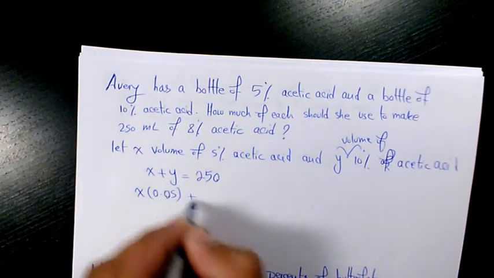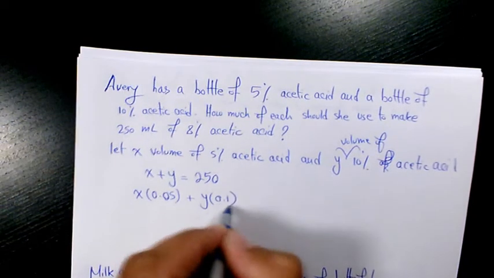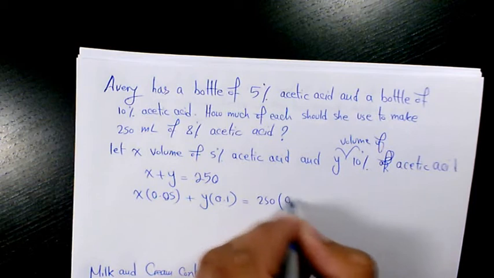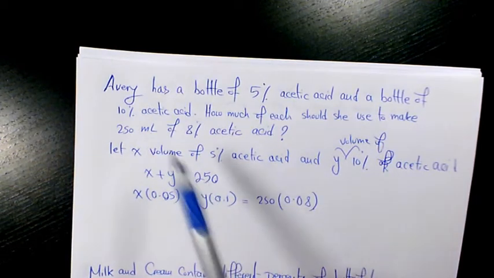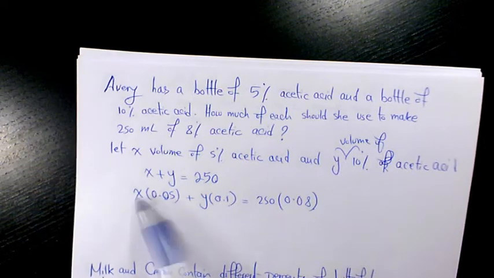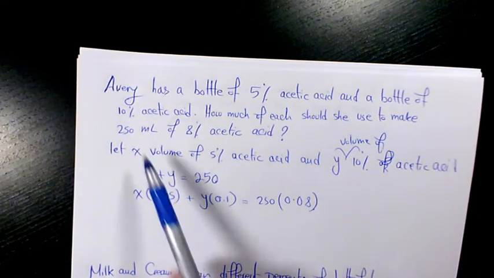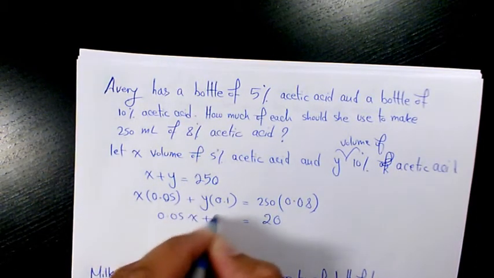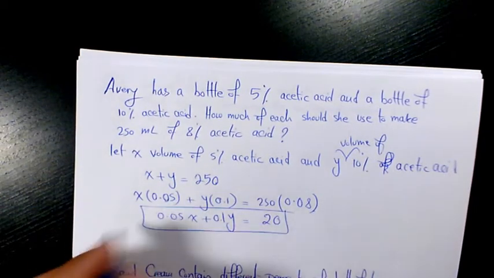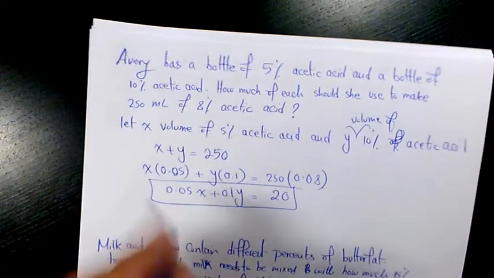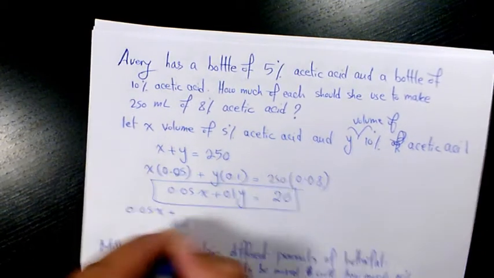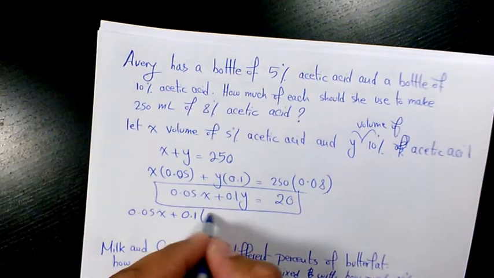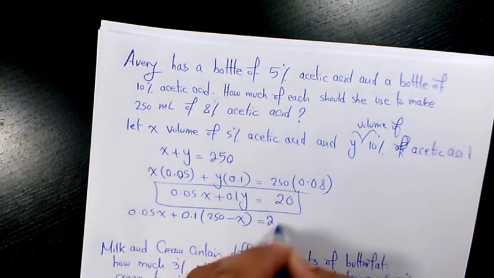So we're going to have X times 0.05, which is 5%, plus Y times 10%, which is 0.1, equals 250 times 0.08. Because it says a bottle of 5% plus a bottle of 10%, when you add them, it's going to give you 250 milliliters of 8%. 250 times 0.08 is going to be 20. So 0.05x plus 0.1y equals 20. So these are the two equations. I'm going to use the substitution method. So 0.05x plus 0.1, instead of y, I would write 250 minus x, equals 20.